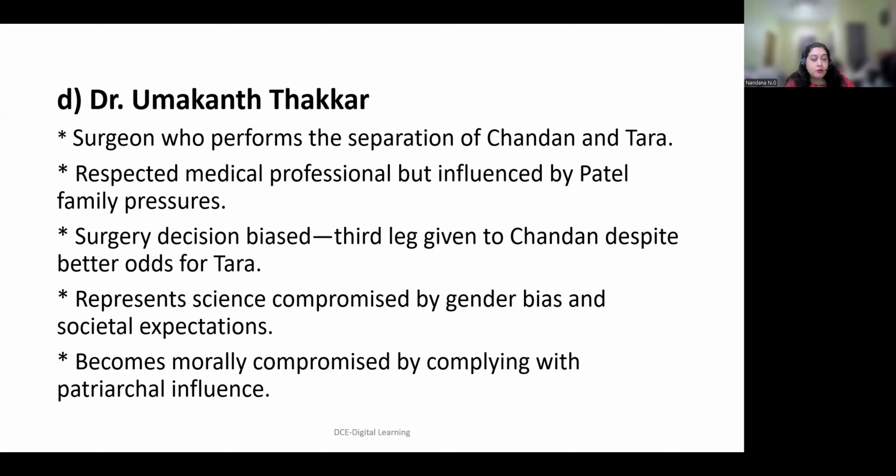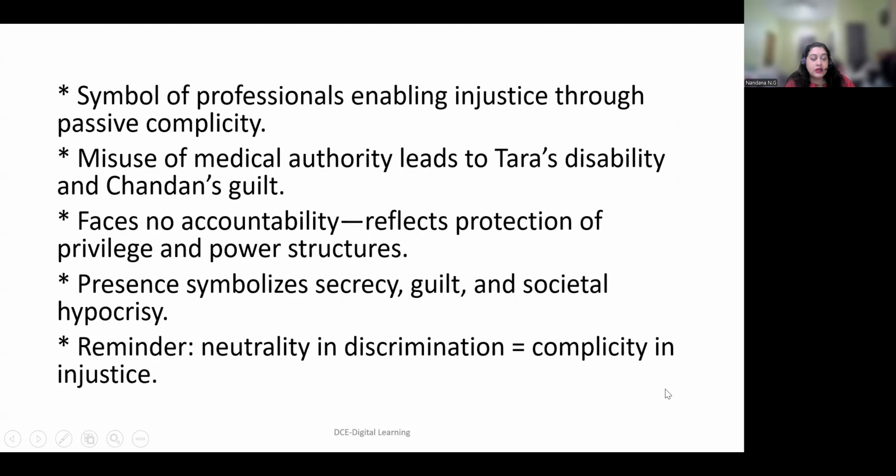Dr. Thakkar becomes morally compromised by complying with patriarchal influence. Dr. Thakkar can be taken as a symbol of professionals enabling injustice through passive complicity. That is to say, when something wrong is happening, knowingly they do it. So such a person, or such behavior, can be known as passive complicity.